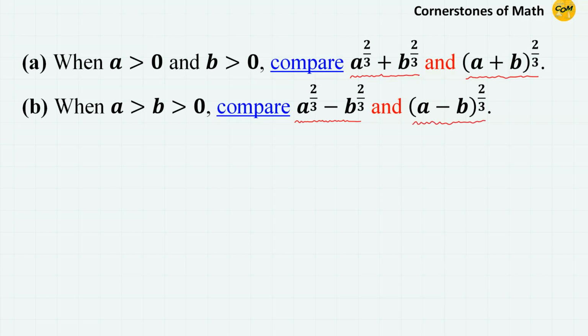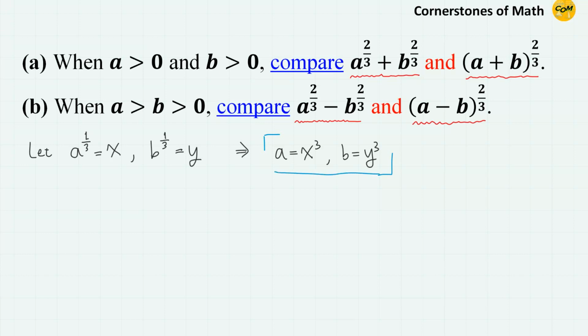So let's solve this, and I will use substitution for simpler expressions. Let a to the power of 1/3 be x and b to the power of 1/3 be y. Then a equals x cubed and b equals y cubed. This substitution is not really necessary because you can actually solve the problem without this process if you are good at handling exponents. But I will use substitution so that I don't have to deal with fractional exponents.